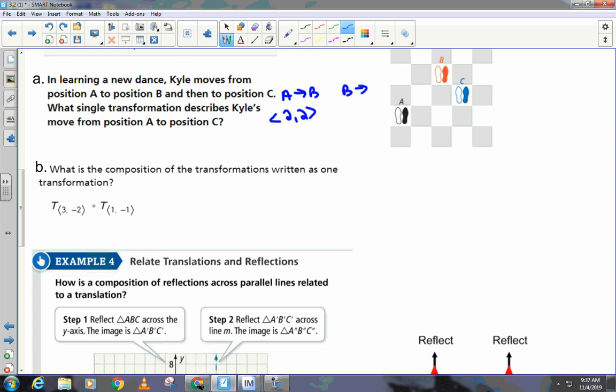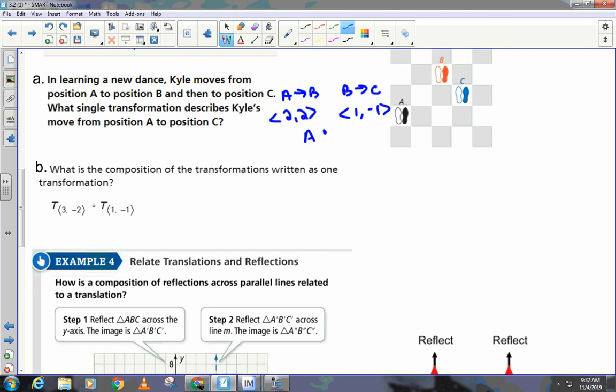Then he went from B to C, right? And from B to C, what did he do? You go down or to the right first? You got to go to the right one and down one, right? So what would that vector be? 1, -1, right? Now it says, what transformation would describe going directly from A to C?